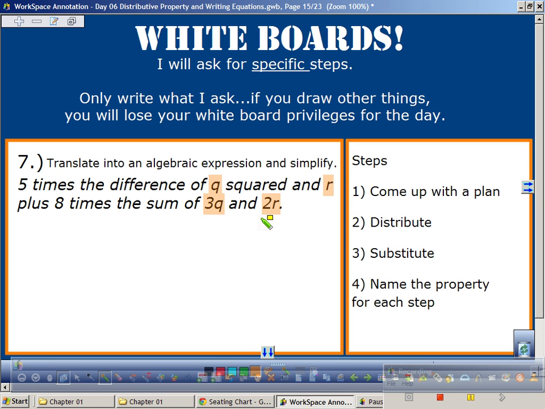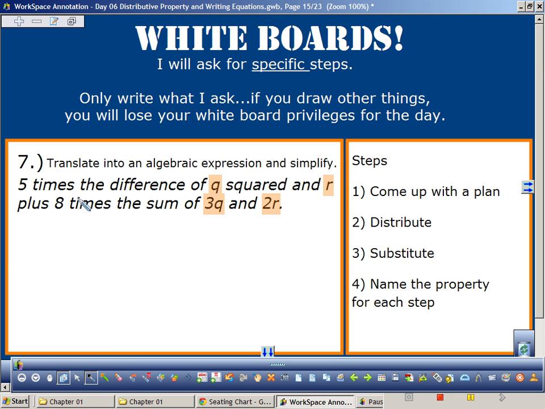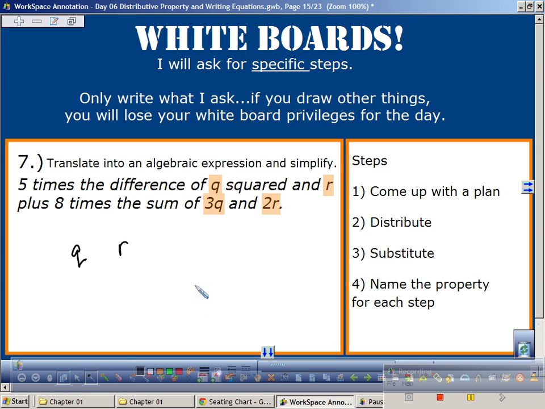I'm seeing way too much shuffling. I need everybody's attention. So, let's reread this and see where we're going to begin. 5 times the difference of q squared and r. I've got a q and an r. What else do I have? Nothing else. I do not want to talk about any operations yet. What other things do I have? Plus 8 times the sum of 3q and 2r. I've got 3q and I've got 2r. That's where you start.